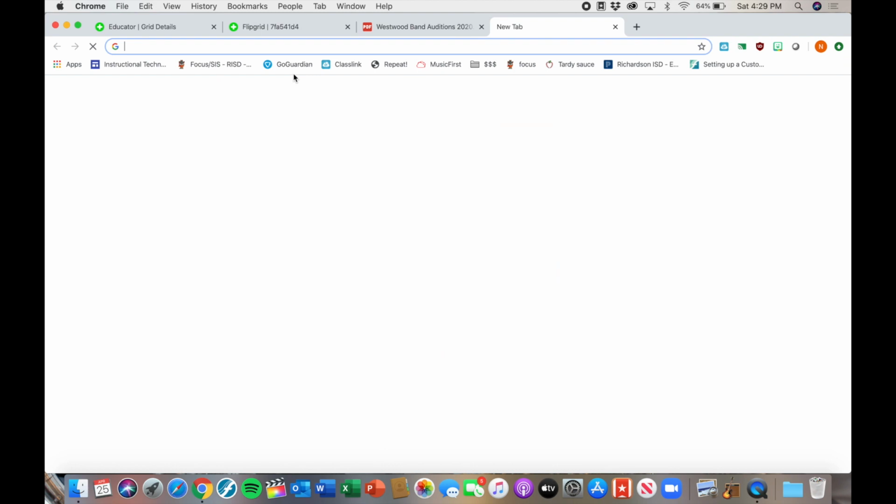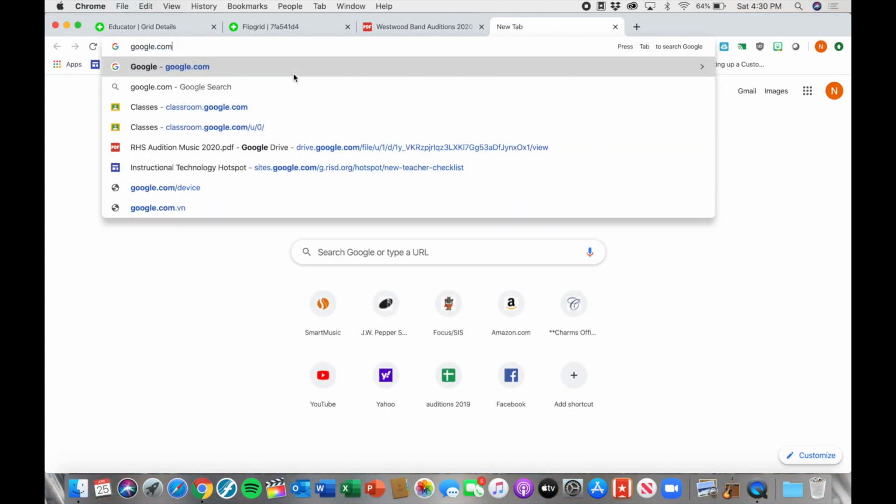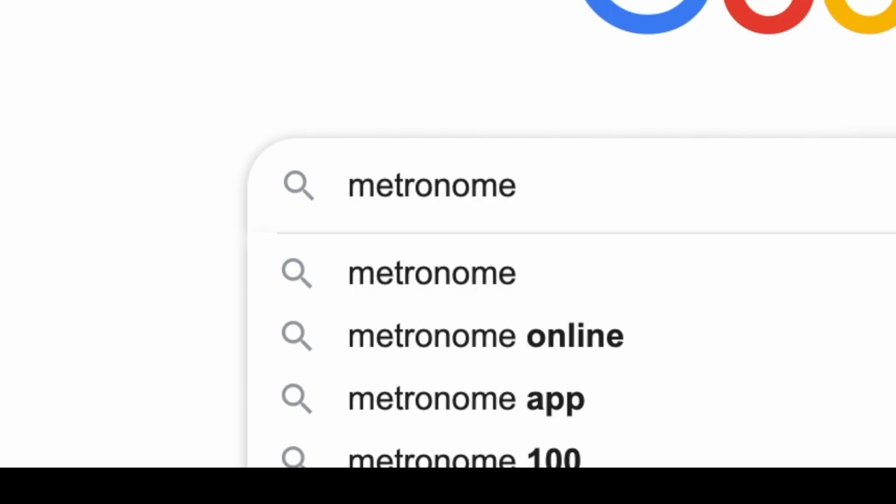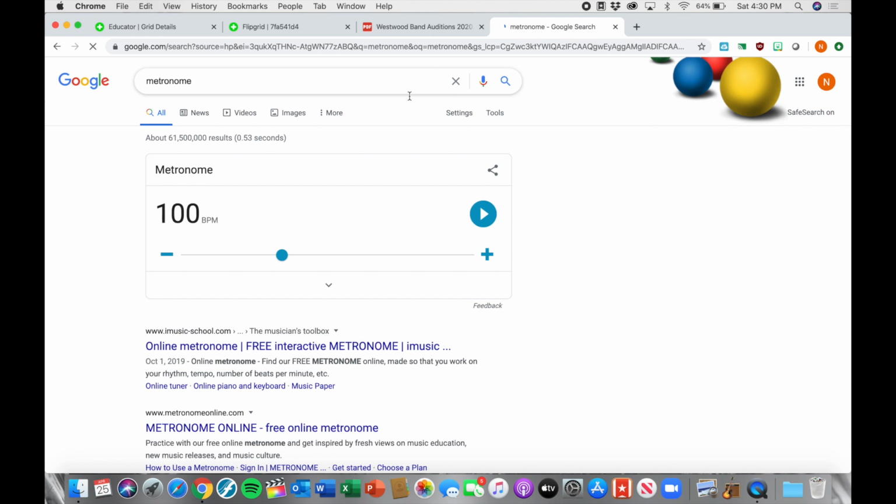I'm going to go to our friendly google.com and type in the word metronome. If you don't know how to spell it, pause the video. There it is, metronome. And Google gives us a free metronome. So if you remember, that tempo was marked at 120. Okay, there it is. And there you have it.